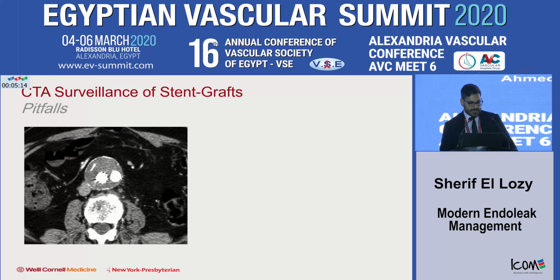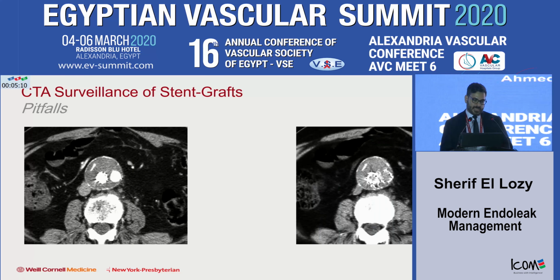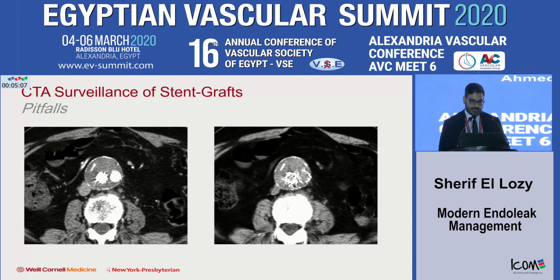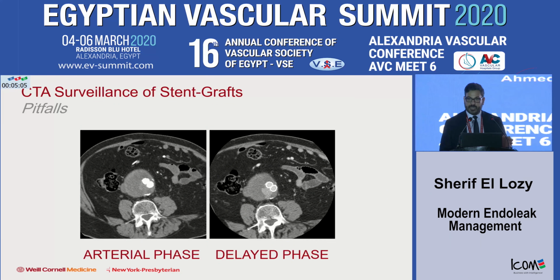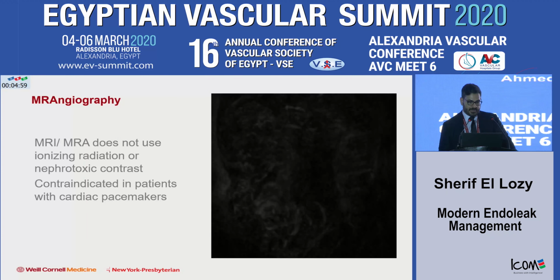I'll go quickly through this. Some of the pitfalls of CT scanning. You want to make sure you get a non-contrast CT to be able to differentiate between calcification in the sac and an endoleak. You also want to make sure you get delayed phase because that will increase your sensitivity. You may not see an endoleak on arterial phase, but on delayed phase it becomes more obvious.